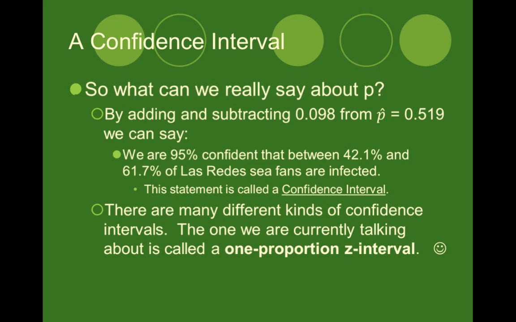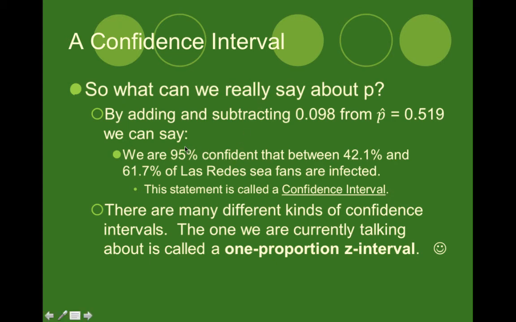Well, by adding 0.098, which is 2 standard errors, and subtracting that value from our sample proportion of 0.519, we can end up saying that we are 95% confident that between 42.1% and 61.7% of the laceratus CFANs are infected. That statement right there is called a confidence interval.